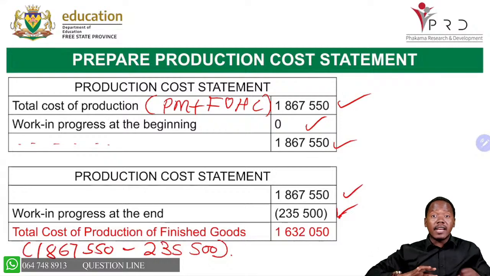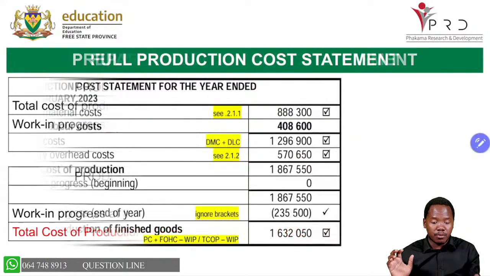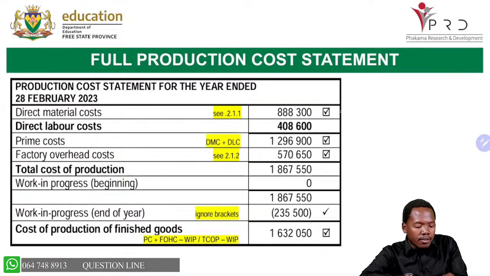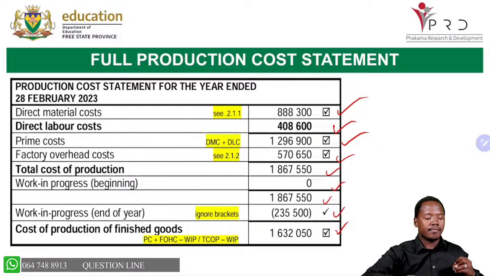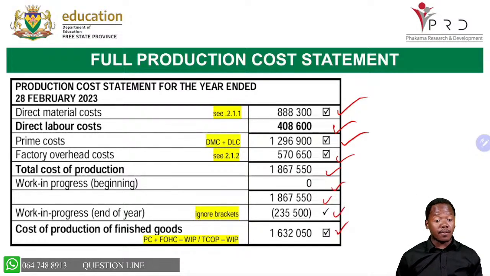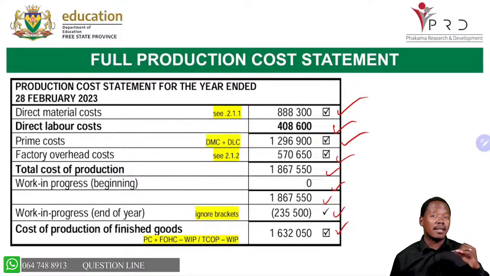Okay, so this is our production cost statement. Now let us view the full production cost statement from what we're doing. This is what we have done already. We have done this. Let us look at these figures. We have done all of this. So this is our full format for our production cost statement. Remember, in our previous lessons during the year, we have fully discussed the formats of production cost statement, statement of comprehensive income, statement of financial position, and all the other statements that we have in accounting.